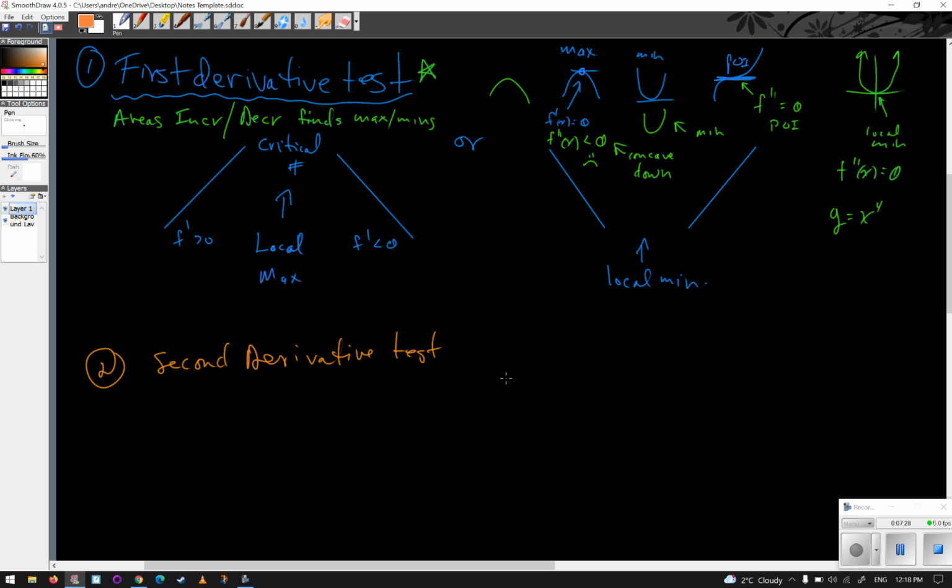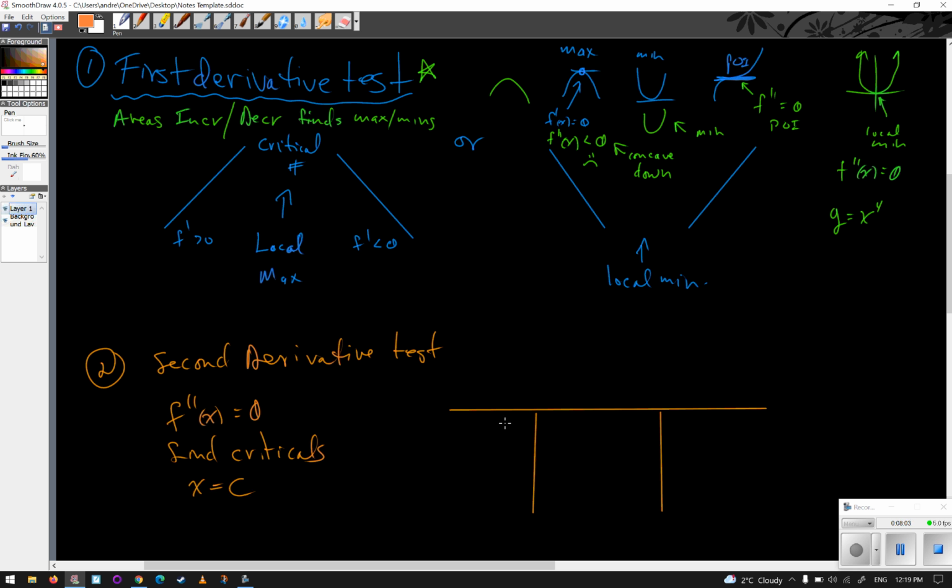So we got the second derivative test, and we'll actually examine what a sign chart looks like for this in a minute. But we're going to take along the tops of our t's, right? So what we're going to do is we're going to take where f double prime at x equals 0 and find critical values here. And so find criticals, and we're going to call them just x equals c. So maybe this is critical 1 and this is critical 2.